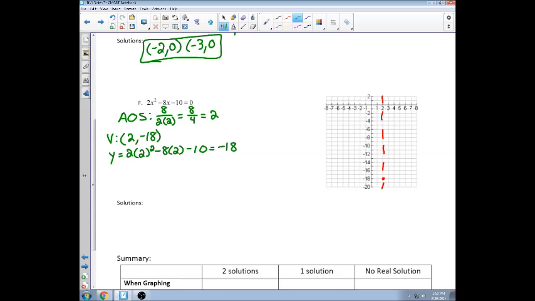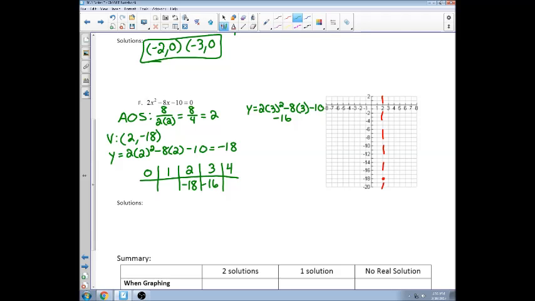Now I need to make my table, so x, y. Actually, before I do x, y, let's just see if this will work out. So 1, 2, 3, 4, 5. Put our vertex in the center. Add 1 going to the right. Subtract 1 going to the left. If I put 3 back into the original equation, I will end up with negative 16.